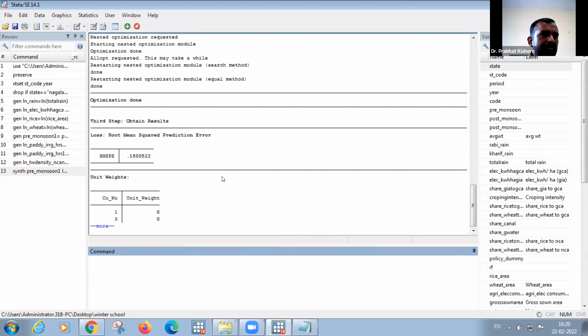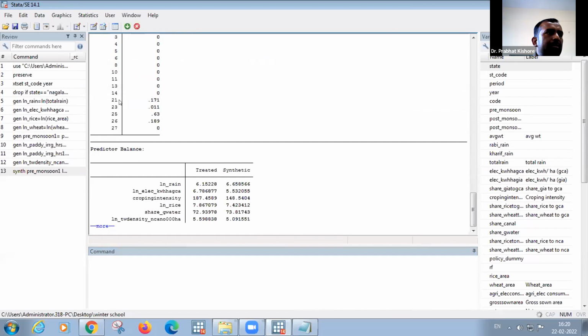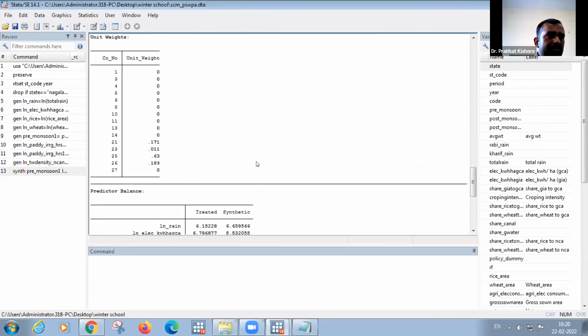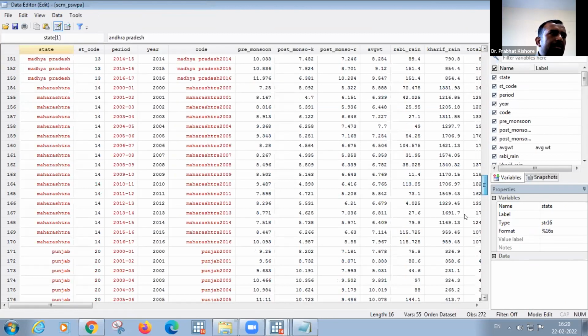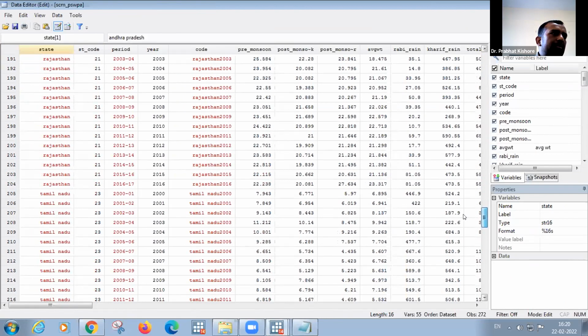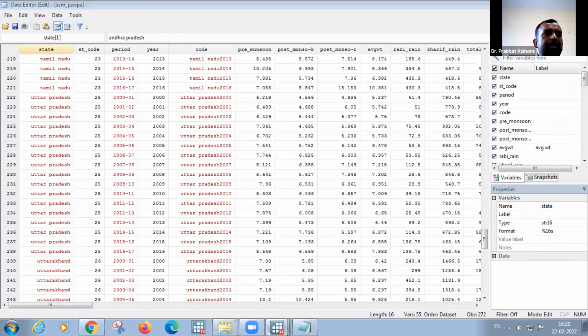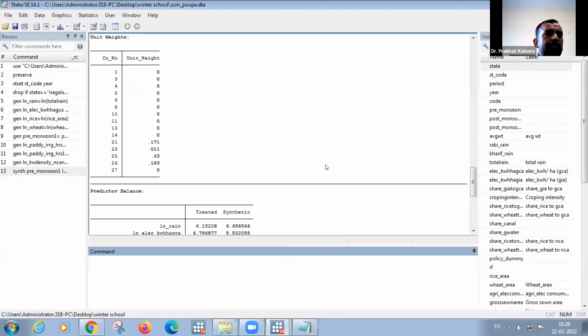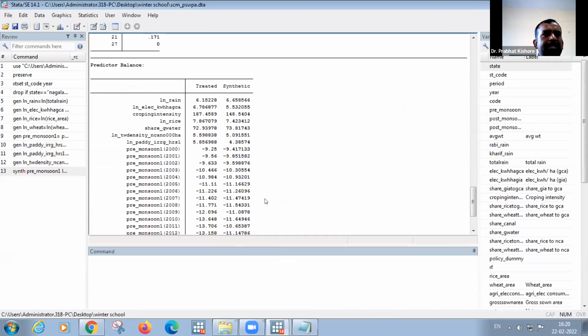Earlier, someone was asking about the square prediction error. Here we have the weights we were considering. For constructing the counterfactual, suppose states 21, 23 and 25, these are the states which are being weighted. Yeah, is the screen visible or not?